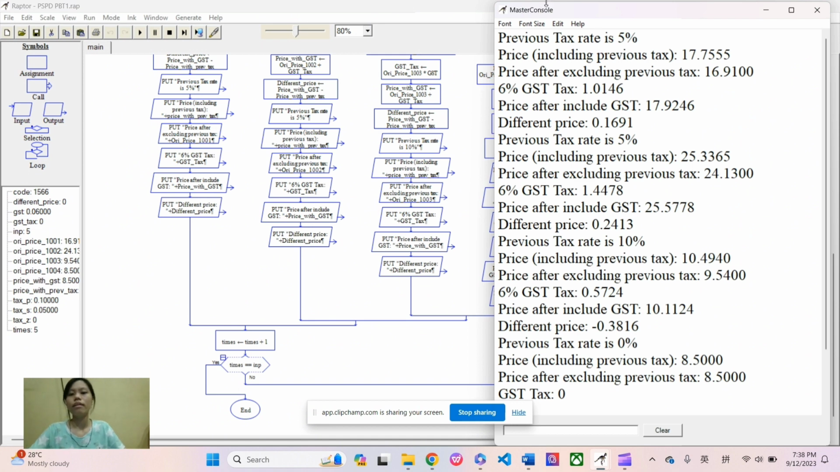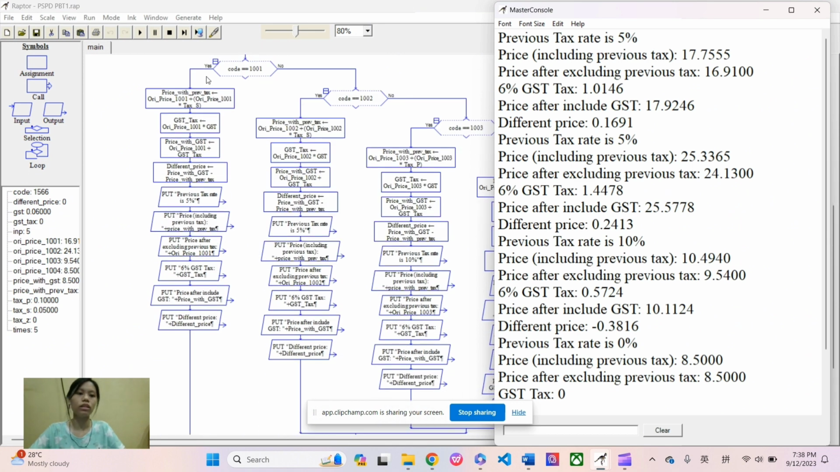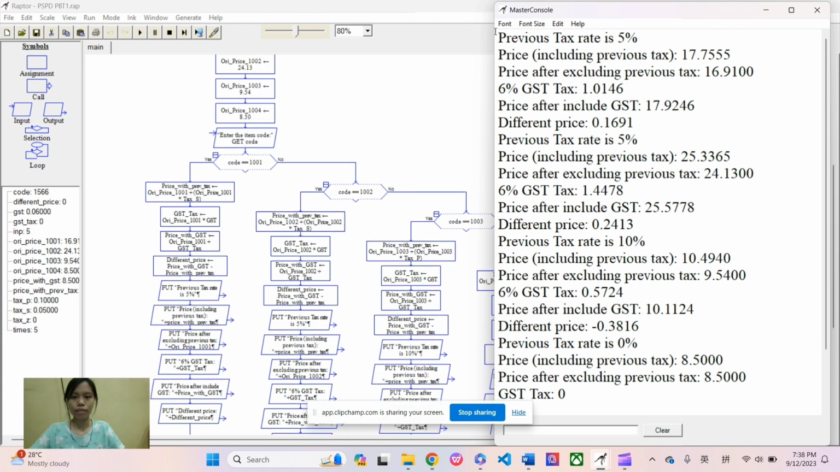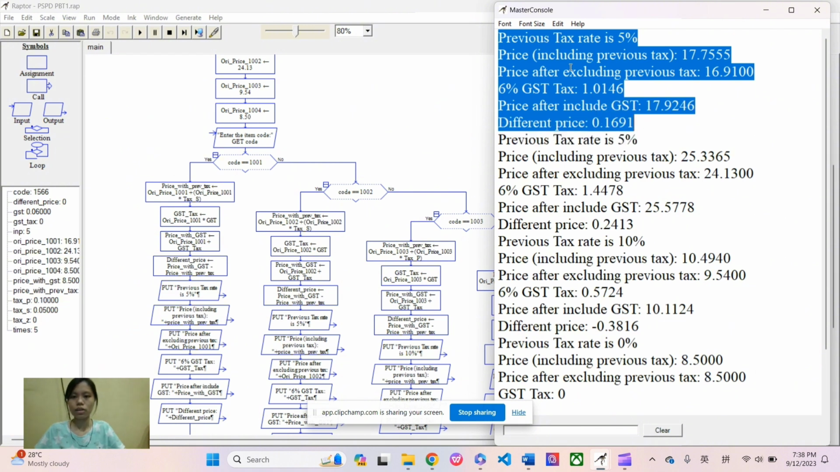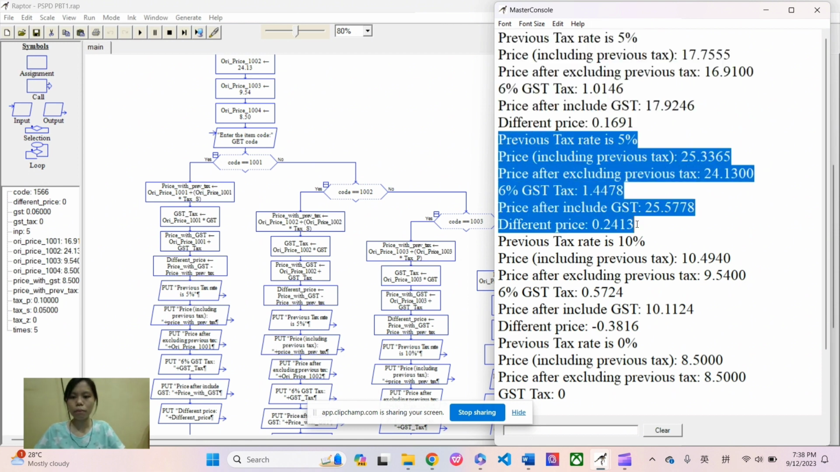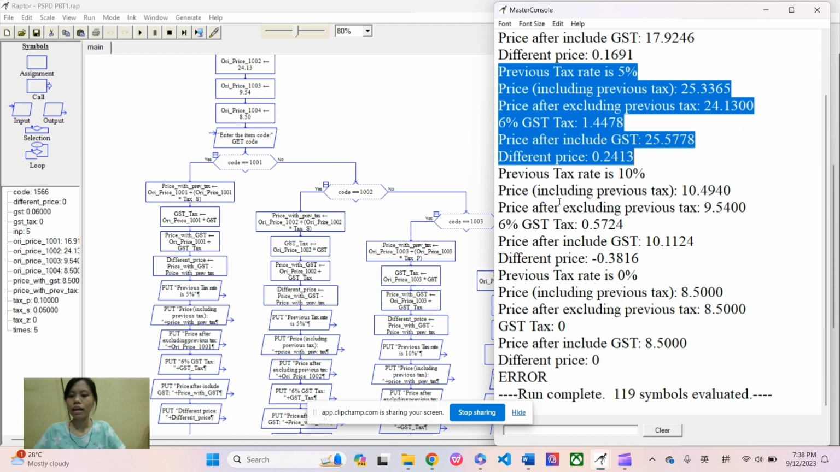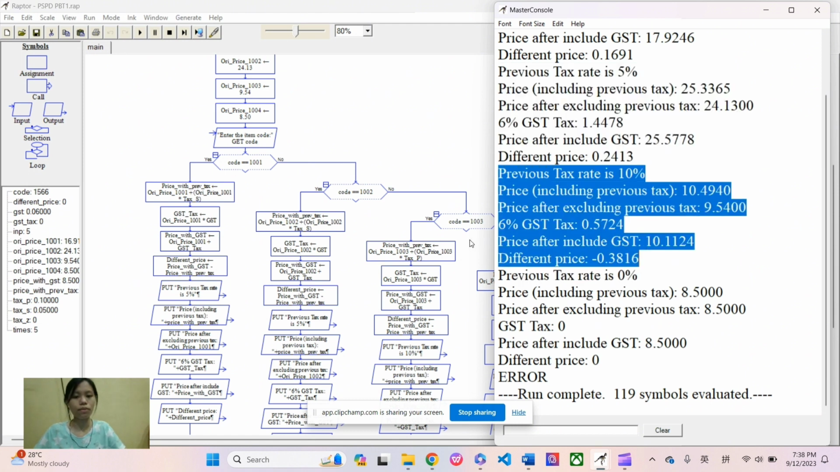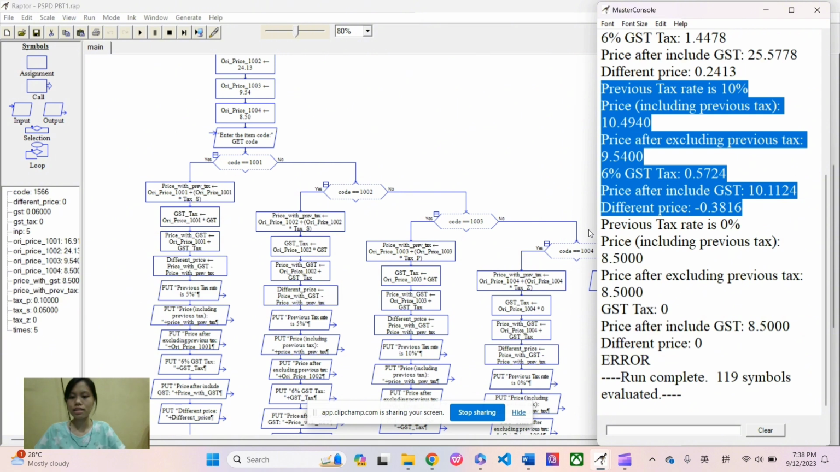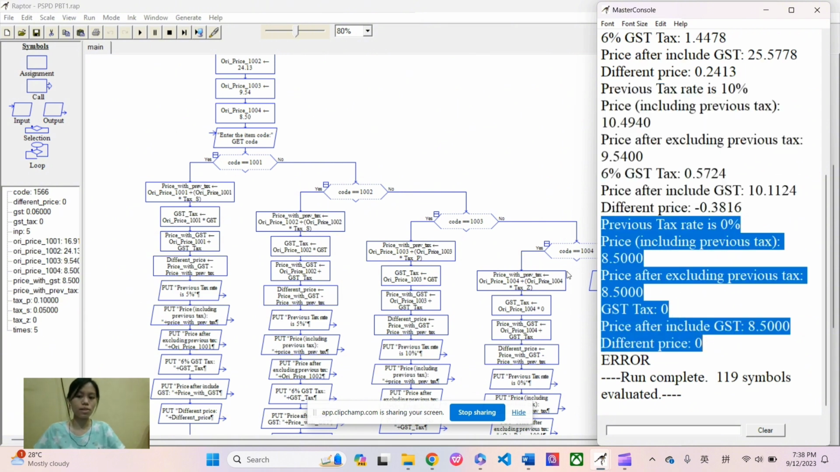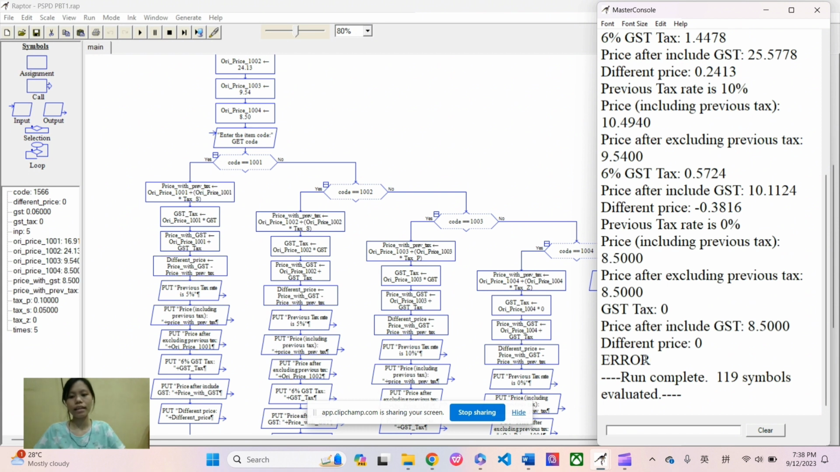So this is the output for each of the codes I entered just now. Here you can see there are 6 outputs, which is for code 1001. And these 6 outputs are for 1002. And these 6 outputs are for 1003. And the last 6 outputs are for 1004. And this one is the fifth time looping, which is a random code, so there is no value or calculation for it, so it will print that error.